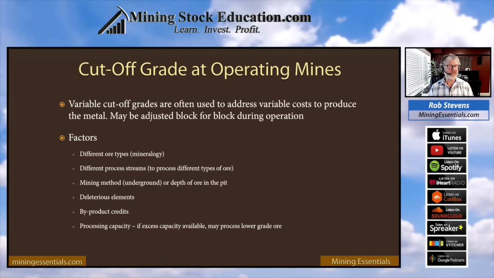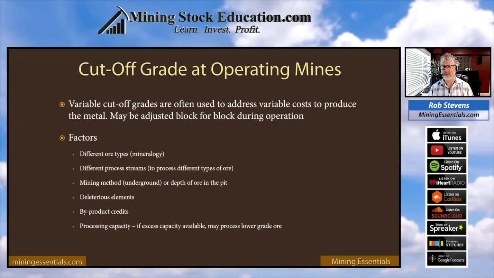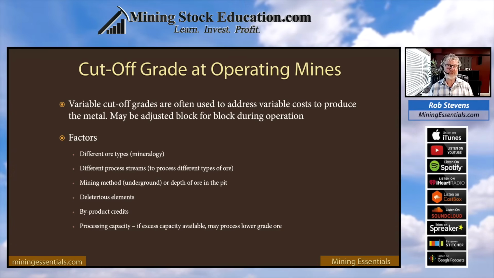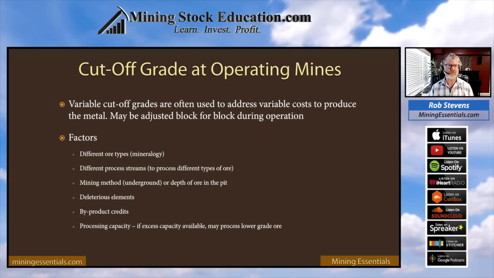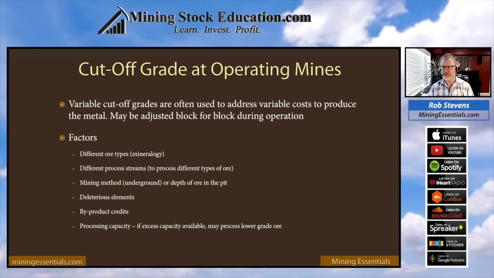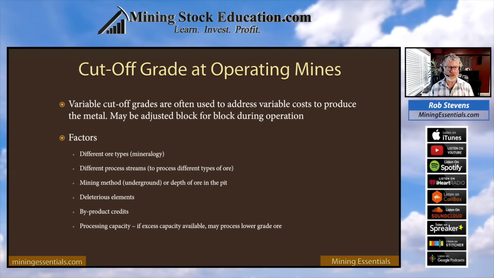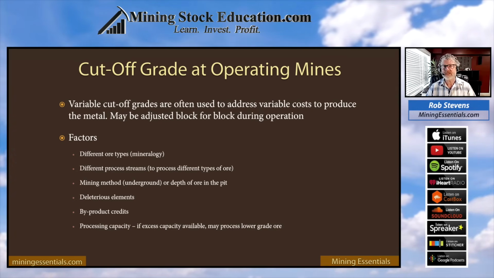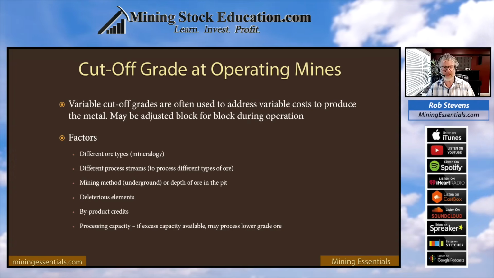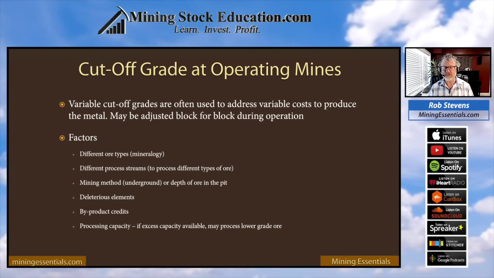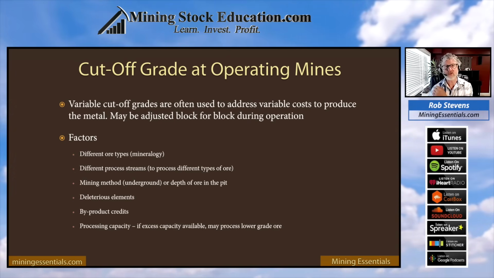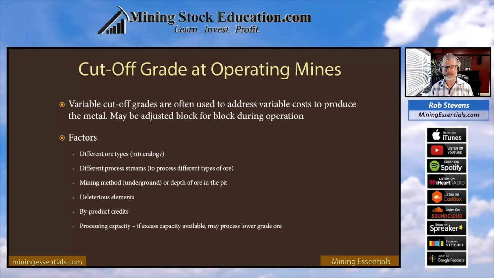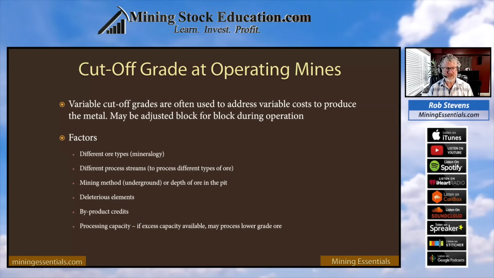And it may even be adjusted block by block during operation. They can start to make decisions on each block of rock that's being mined. And what are some of those factors that can cause variable mining costs? Different types of rock, different mineralogy, results in your copper being in chalcopyrite or bornite, potentially different costs to produce that. So that leads to different processing streams, if there are different types of ore in the deposit. For underground, there may be different methods that are used for different types of deposits or different parts of the deposit, and each method could have a different cost. There could be deleterious elements, where a penalty is charged at the smelter, but only for some parts of the ore. And maybe the last one I'll say is processing capacity.